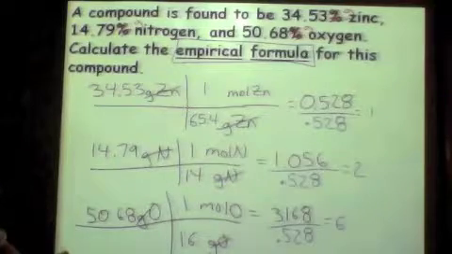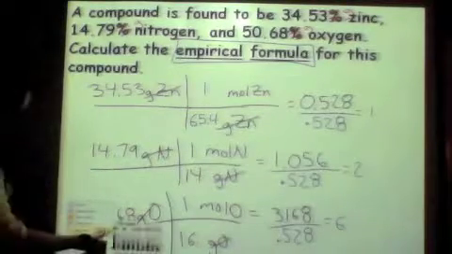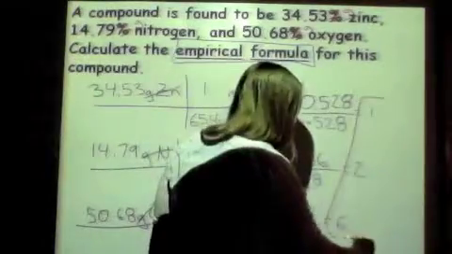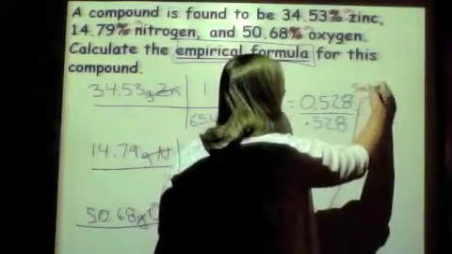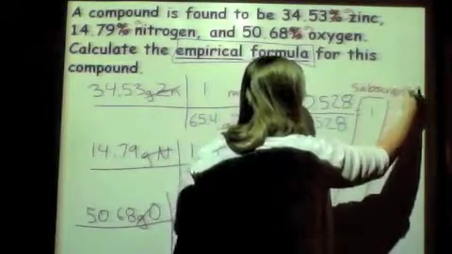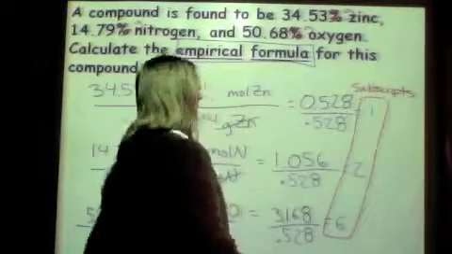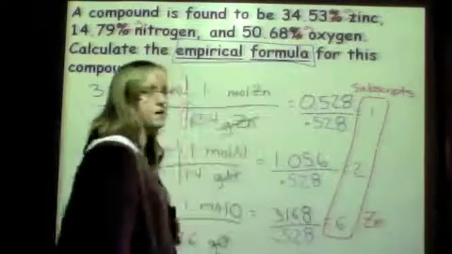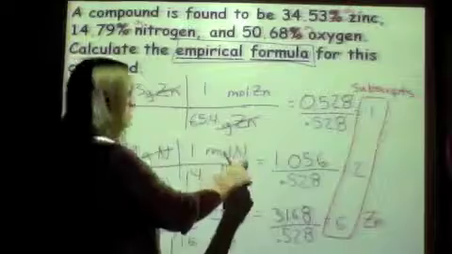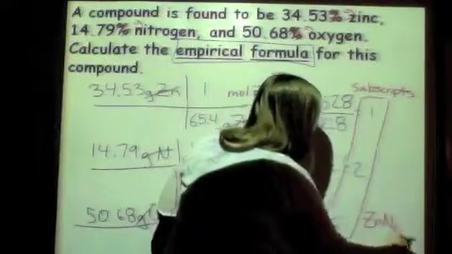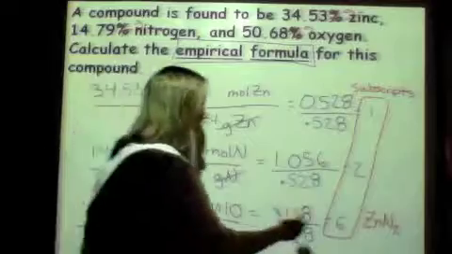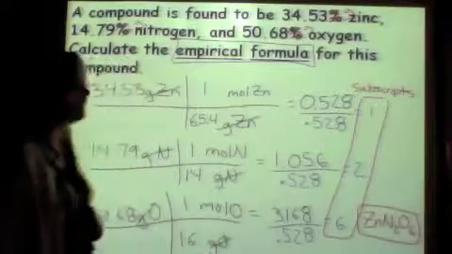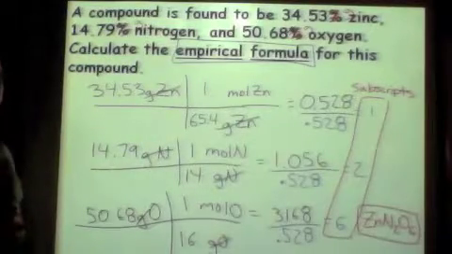So the thing you've got to know is that once you do all this work, your final answer is to take these values and make them into subscripts. So your final answer is going to be zinc with a subscript of 1, but we don't put that. N with a subscript of 2, and then O with a subscript of 6. So your final answer is ZnN2O6.